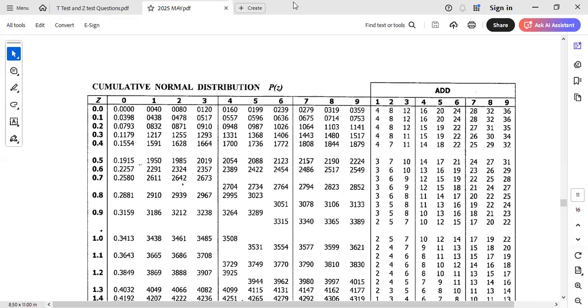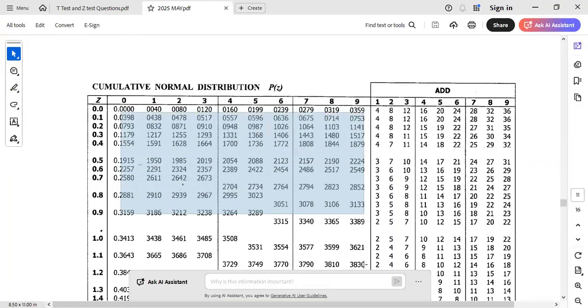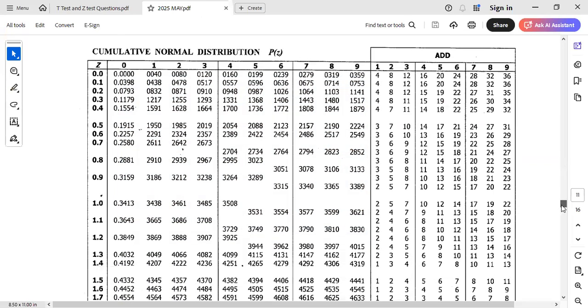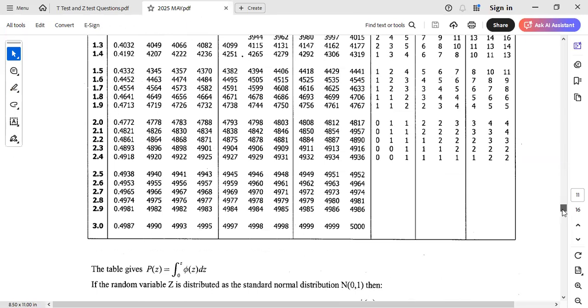What are we looking for? We are looking for 495 as the probability. Where do we find 495? You look at all these values. Where do you find 495? The quick way, the easiest way you can get that value, is to look for where 49 starts from. First, know where 49 starts from.